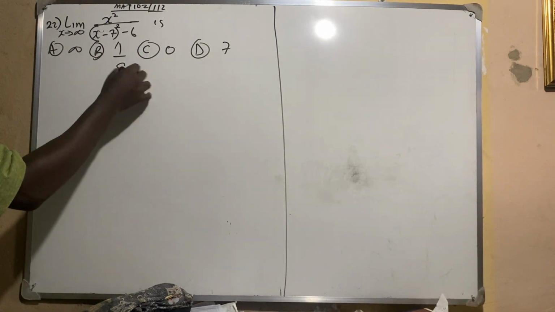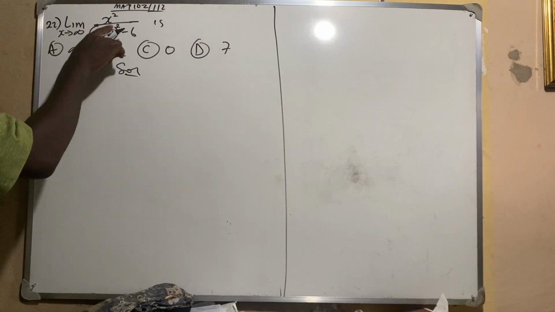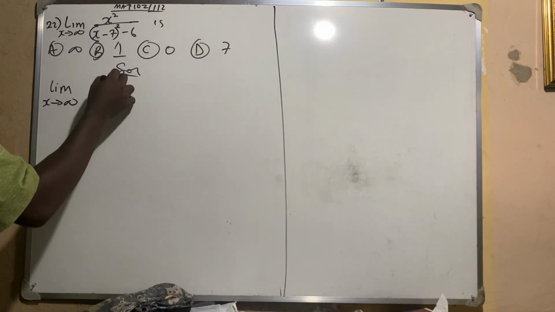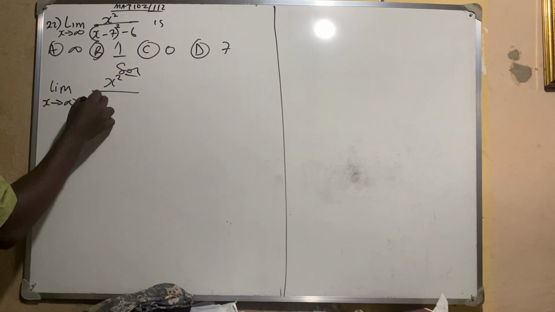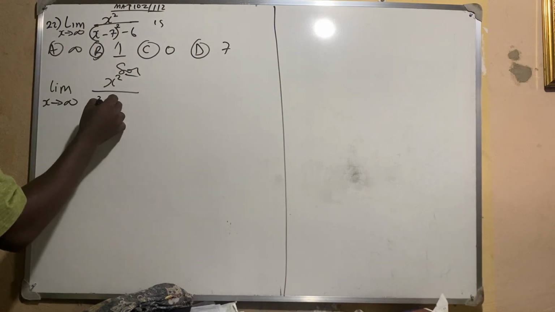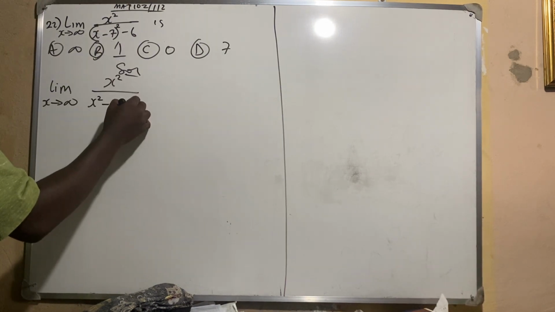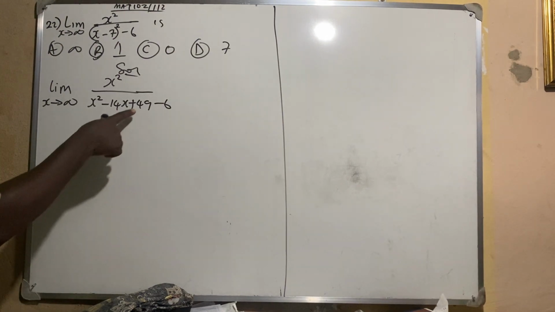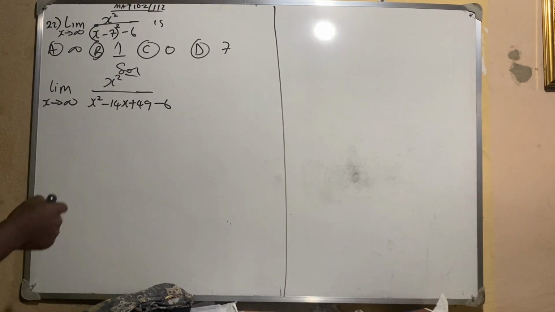Okay, solution. Now, for you not to get confused, please clear this bracket. So I'm going to have the limit as x tends to infinity of x squared all over: square the first one, x squared; multiply the first one and second one and double it, you have minus 14x; square the last one, you have 49; then minus 6. Okay, so if you work it out here, you get something, but I'm not interested in that.